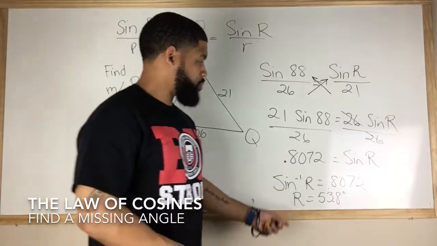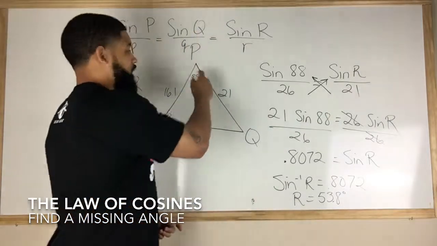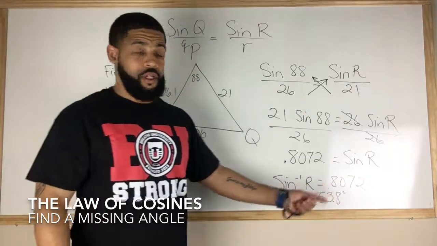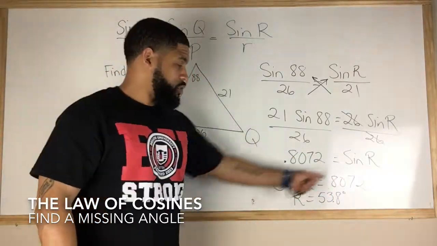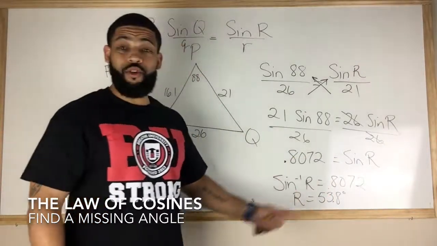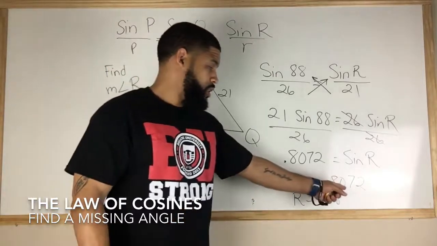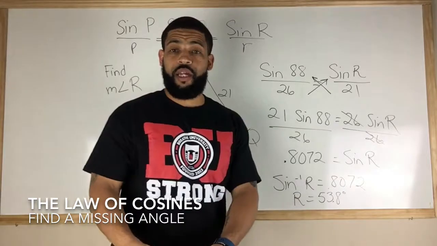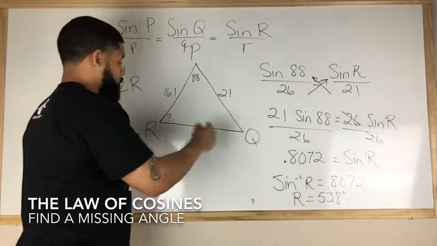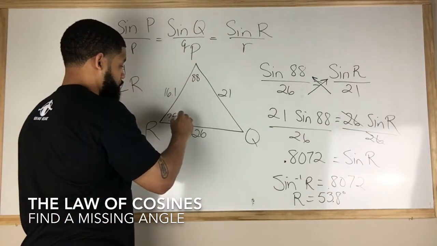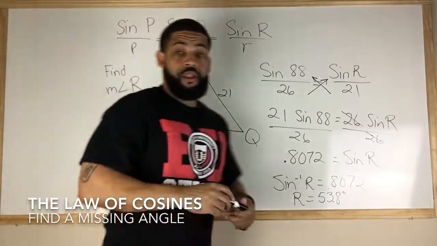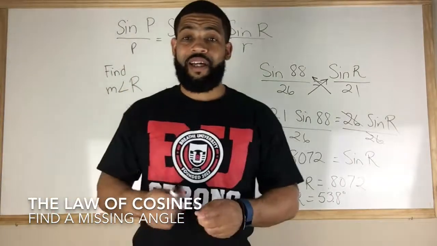So once again, remember, when we're finding an angle measure, we're going to actually get down to the sine of the angle, okay? And so I switch these sides. The sine inverse of R is equal to this particular number right here, and then that gives us that 53.8 degrees is the measure of angle R. So we can write it here. And that is how you use the law of sines to find an angle measure.